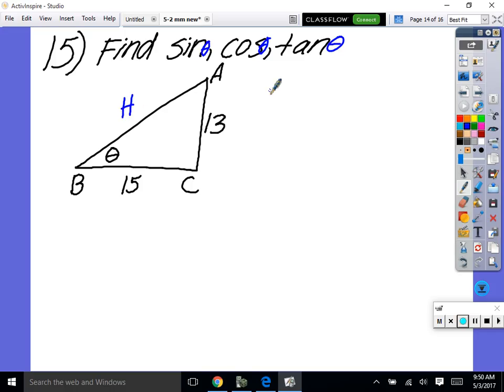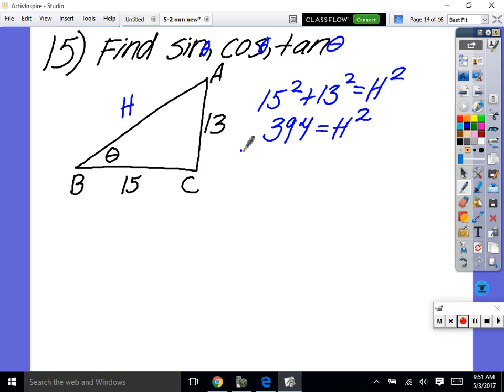So it'd be 15 squared plus 13 squared equals hypotenuse squared. Solving for hypotenuse, you get 394 equals hypotenuse squared. Then you square root both sides of the equation. Root cancels out with power. So then I'd say, does 394 break down?